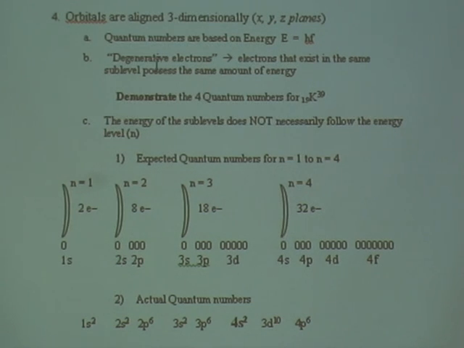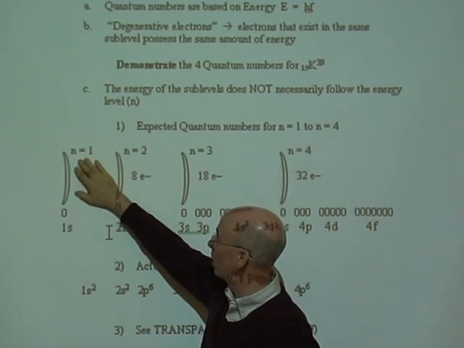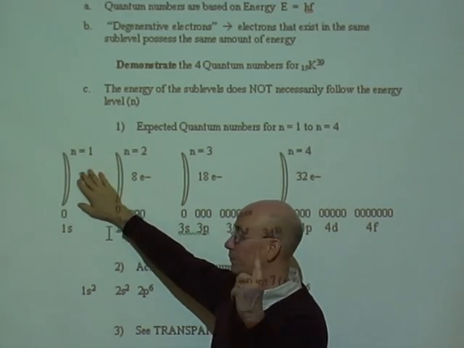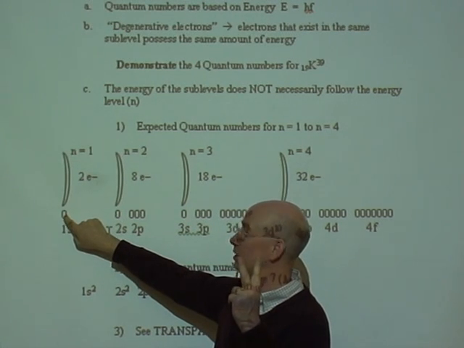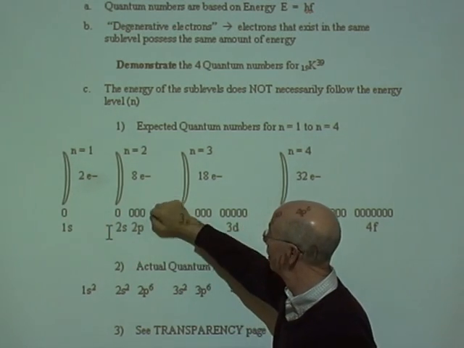This thing called degenerate electrons is where electrons exist in the same sublevel and have the same amount of energy. It's like being on the same flight of stairs. That step has the same energy. Energy level 1 can have one sublevel and one orbital, which can contain 2 electrons.